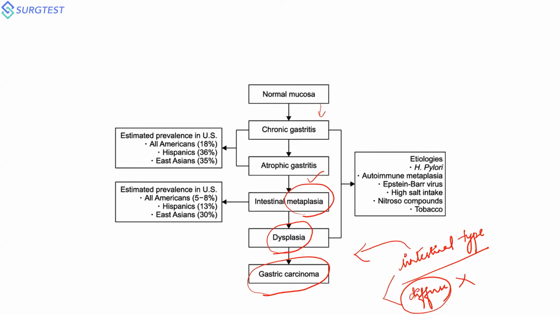Get yourself a tap on your back and appreciate yourself. This particular cascade is called the Correa cascade, and this is a favorite MCQ for all your NEET SS pattern questions. They will give you a structure or a sequence of events showing how a normal H. pylori gastritis or any non-infective chronic gastritis can get transformed into an intestinal type of gastric adenocarcinoma.